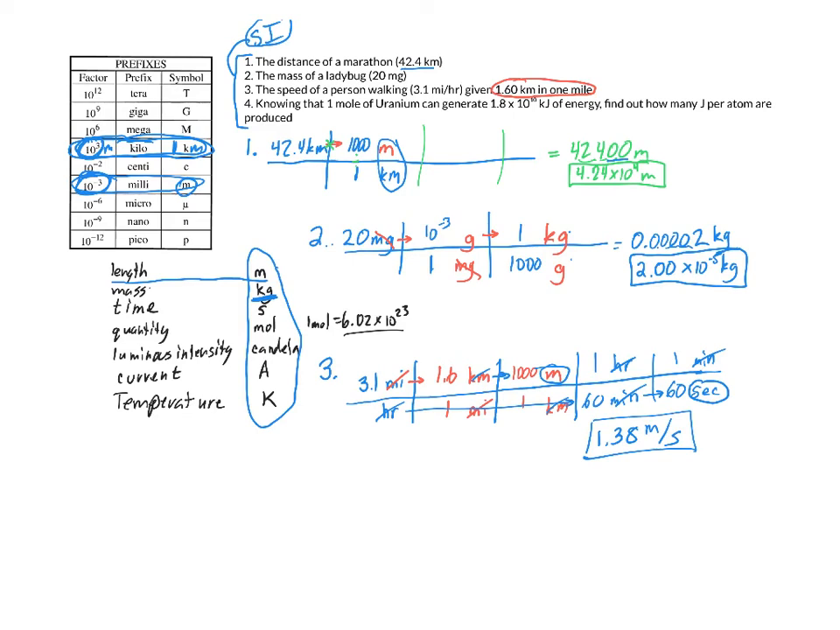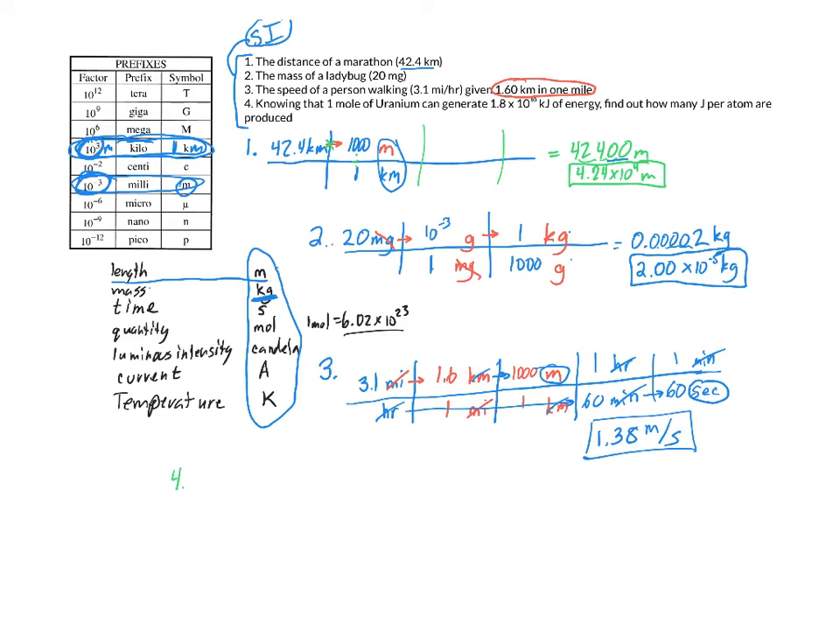All right? So what we're saying is that we have 1 mole of uranium can generate 1.8 times 10 to the 10th kilojoules of energy. And we want to know how many joules per atom are produced. Okay, so this question is going to be a little bit different. I'm not going to start exactly the same.